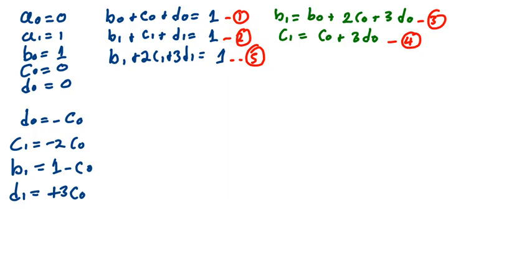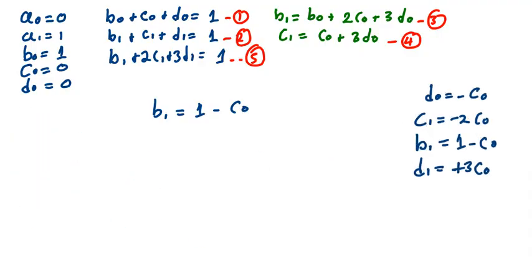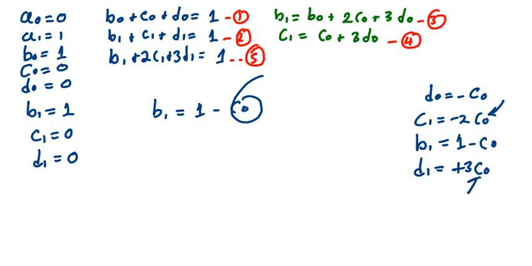Let's go to how we can find b sub 1. We find that our b sub 1 is equal to 1 minus c naught. What is our c naught? Our c naught is equal to 0. So if you plug in a 0 here, your b sub 1 is equal to 1. What about our c sub 1? Our c sub 1 is going to be equal to 0. Why am I saying 0? Because when you plug in 0 here, it becomes 0. What about our d sub 1? Our d sub 1 is also going to be equal to 0 because of the presence of c naught there. Hence, we have everything that we need.